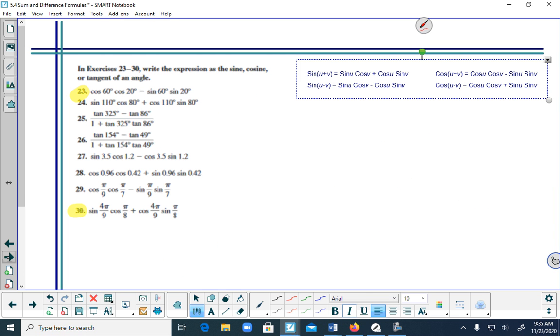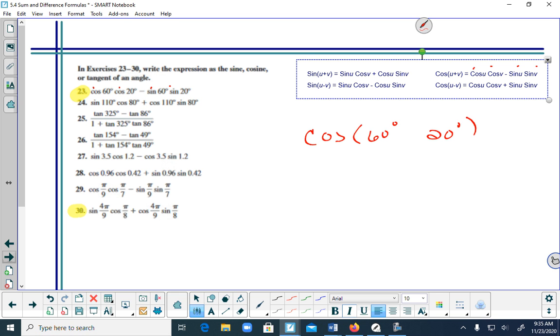The next one, it wants me to write the expression as a sine or cosine of an angle. So what I look at here, I'm trying to take 60 and 20 and I'm either subtracting 60 and 20 or I'm adding 60 and 20, and then I'm trying to figure out which trig function I'm trying to find. So the first thing I look at is I have cosine, cosine, sine, sine. So I know I'm doing the cosine. And then I have my two angles, which are going to be 60 and 20.